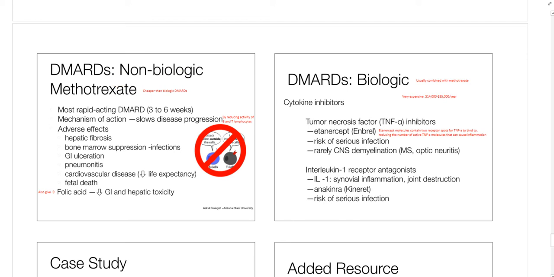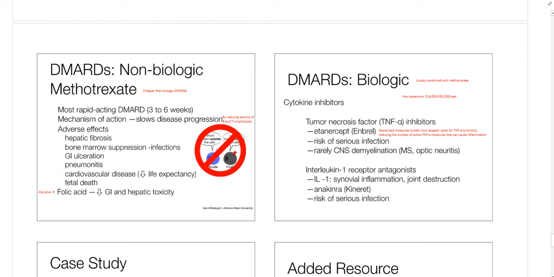The non-biologic is going to be methotrexate. This is the most rapid-acting form of DMARD, occurring in 3 to 6 weeks. It slows the disease progression by reducing the activity of B and T lymphocytes. So it's the B and T lymphocytes that are wrongly identifying, in this autoimmune disease, the synovial capsules of joints as the enemy. And so by reducing the activity of those cells, we are slowing the disease progression over time.